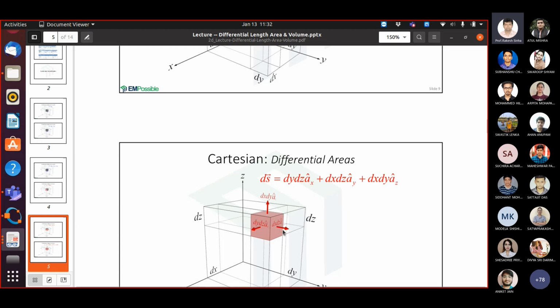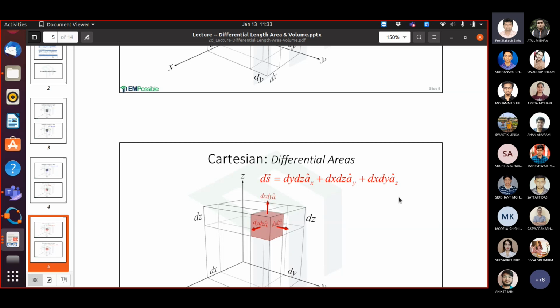Why do we represent it in this way? Let's say I need to find a certain volume. Then it is basically differential length into differential surface. So if I want to find a certain volume, it is differential length times the differential surface. In that way we are sometimes able to find the volume.